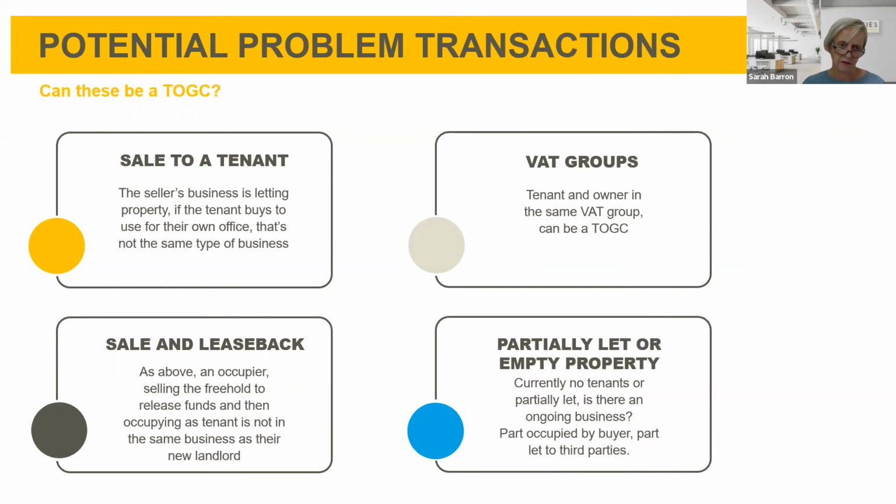So if Sid decides to buy the property from Fred, but then in a couple of years he wants to recapitalize his business and decides to sell it and lease it back, again, that one can't be a TOGC because we've got Sid the car repairman selling back to a property letting business. So the sale and lease back, it's very unlikely to qualify as the transfer of a going concern.